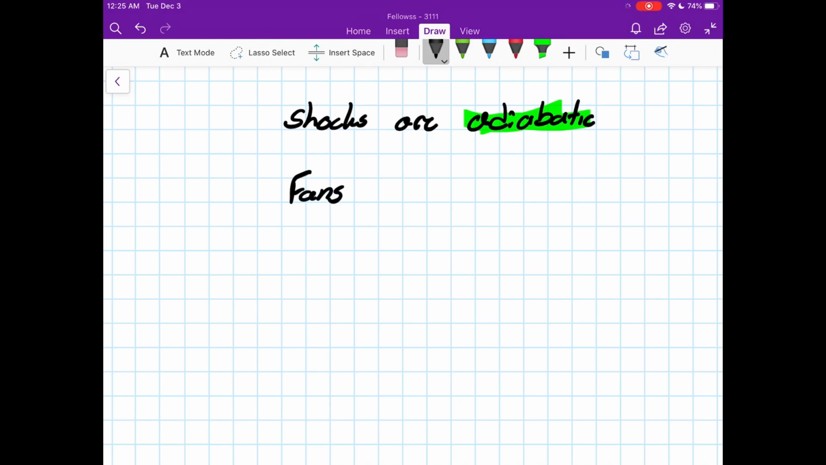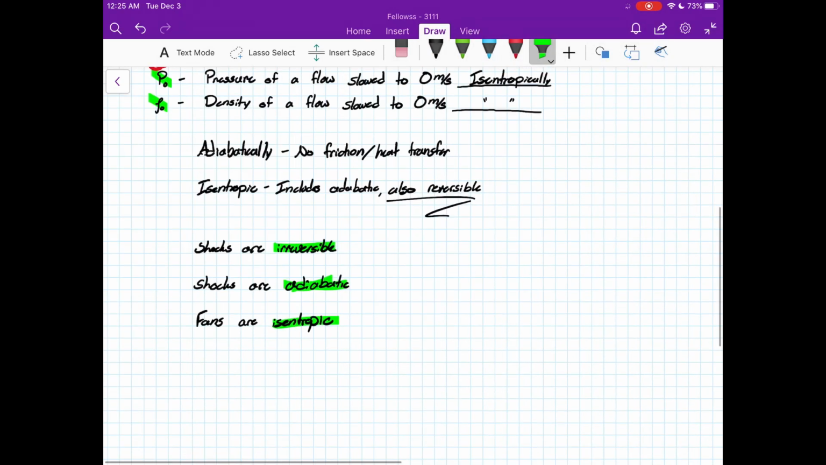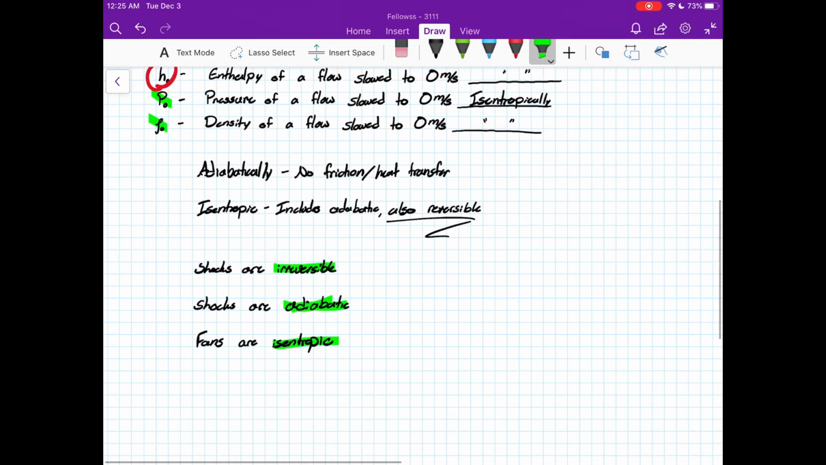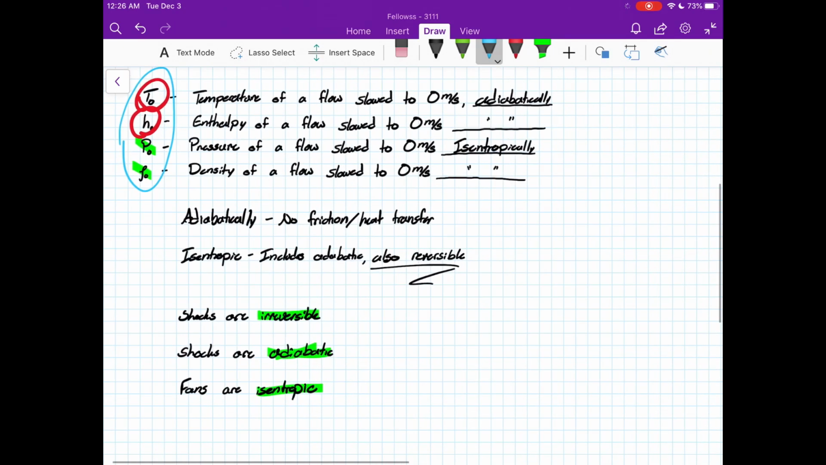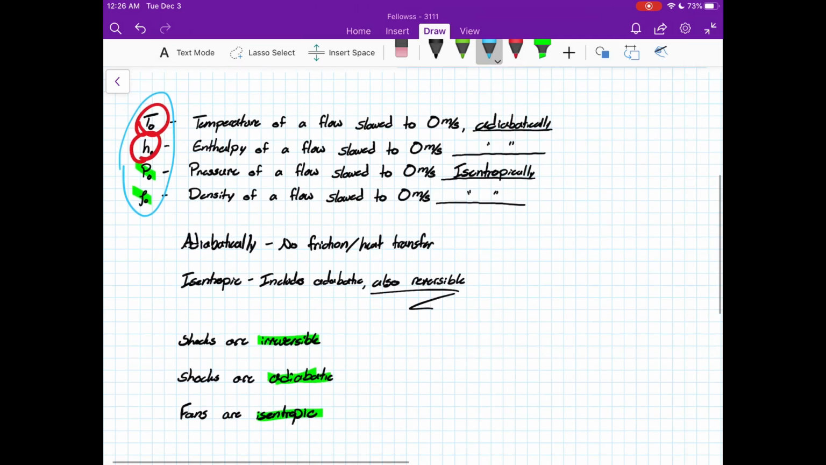Fans are a very nice, easy process. They're very relaxing. The flow gets to stretch out. It gets a lot more space. Fans are isentropic. All right? If something's isentropic, it is automatically adiabatic, right? So it is both isentropic and adiabatic. And in that case, all of these are constant on either side of a fan. Did I say, I feel like I just said shocks are isentropic. They're not. Fans are isentropic.